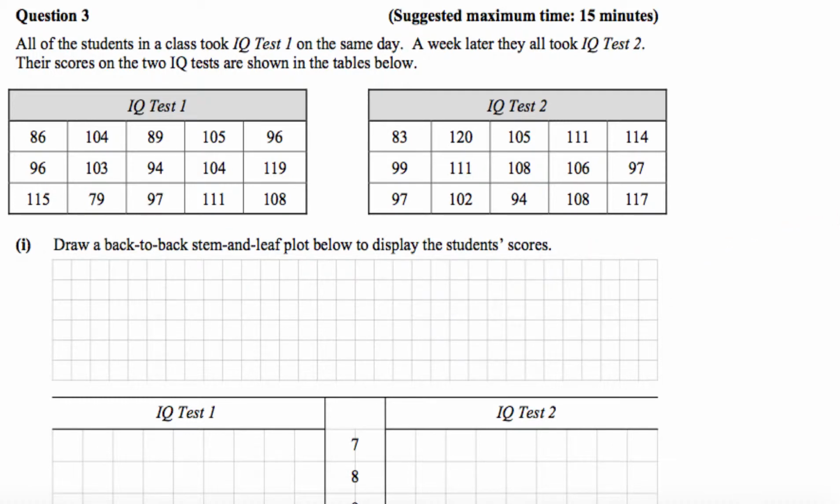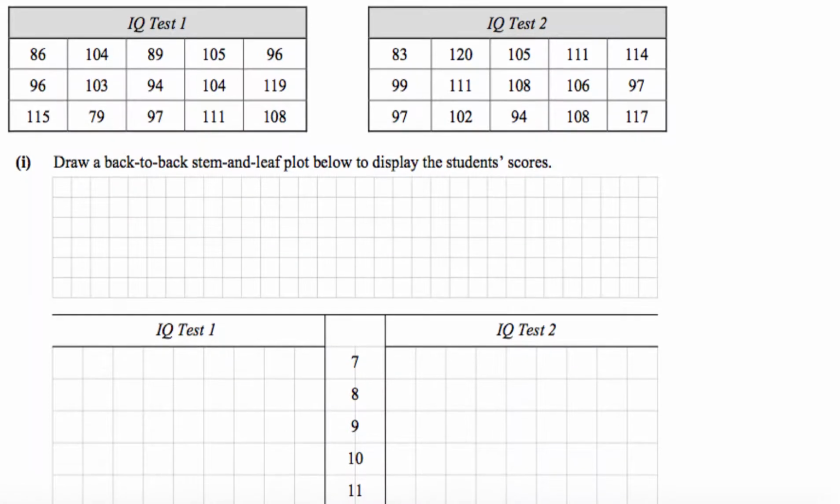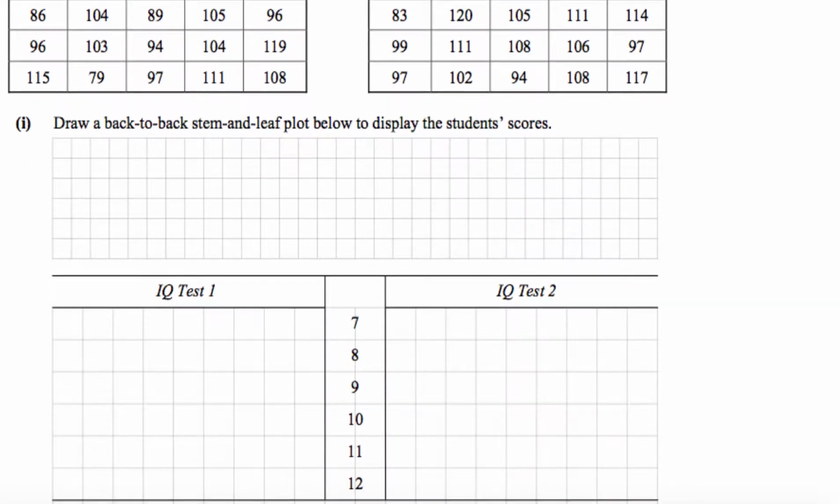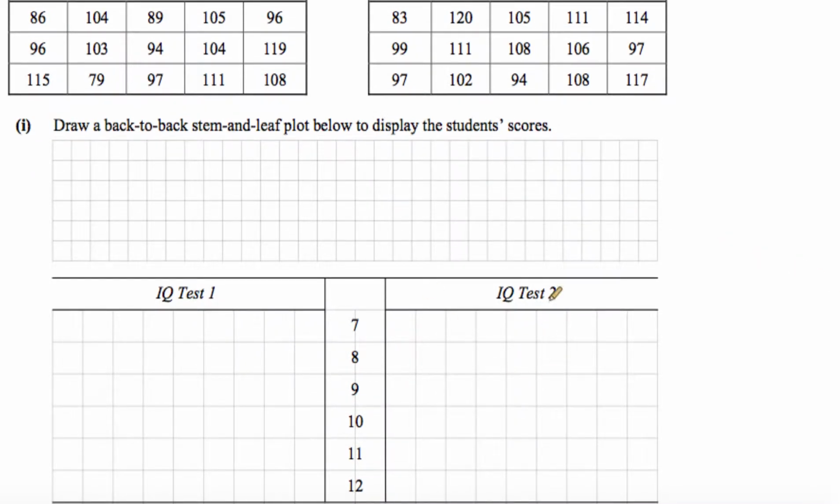Okay, so stem and leaf diagram or stem and leaf plot. So I'm going to do IQ Test 2, the one on the right. I'm going to try and do them in order as I go, an ordered stem and leaf diagram from the beginning. So the lowest number here that I can see is 83. If I'm putting 83 in, that means there's a stem of 8 and a leaf of 3, so it would be 80 and then 3 here. So I'm going to cross that off.